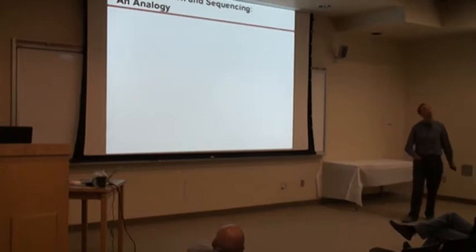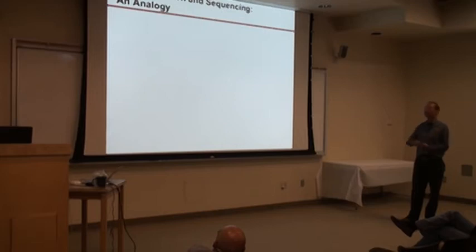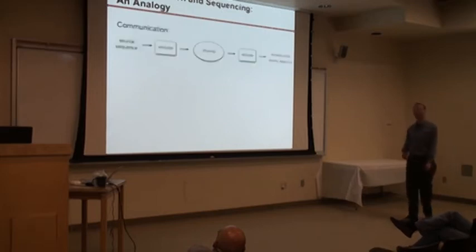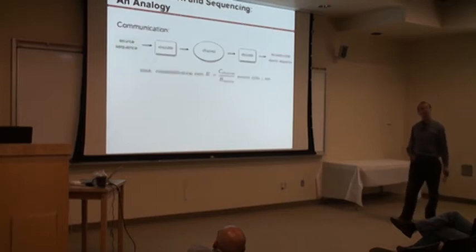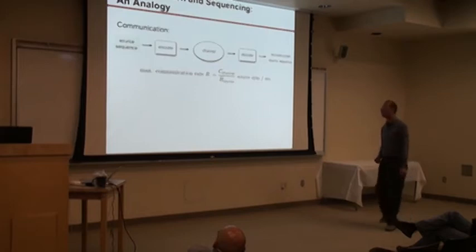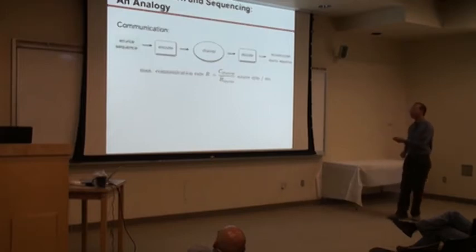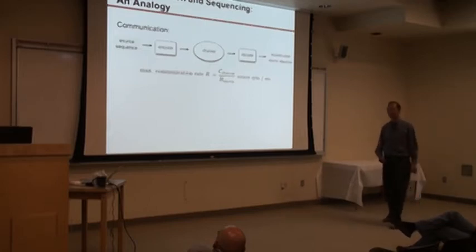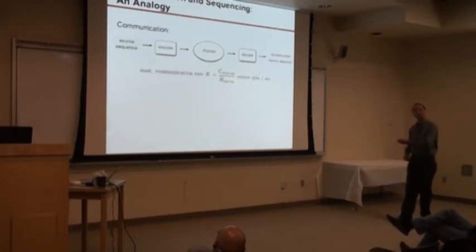It turns out there's a pretty nice analogy between the communication problem and the sequencing problem. So let's go back to our figure one again. This is our figure one for communication. And the key result by Shannon, a reminder, is that the capacity over the entropy is the maximum communication rate. Remember that this is an asymptotic result.